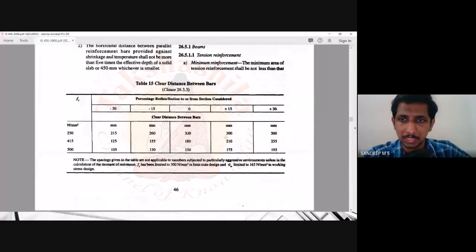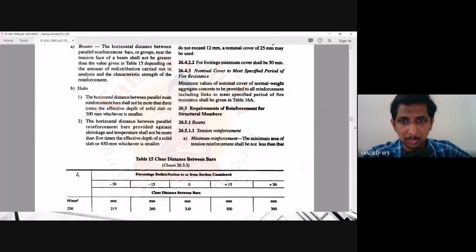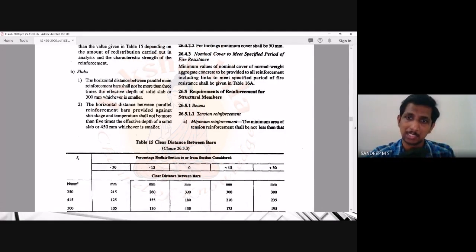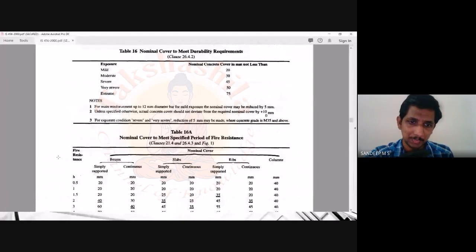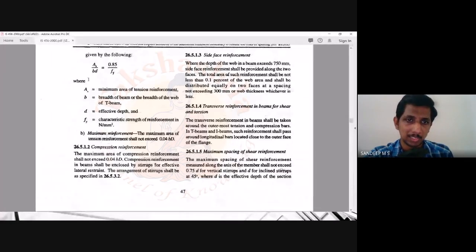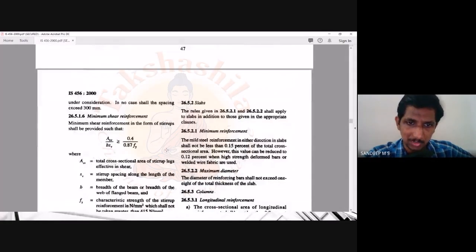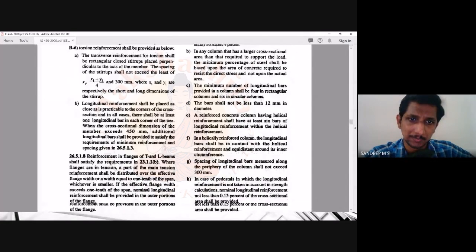So basically, if you remember, 26.5 was requirement of reinforcement for structural member. These things we have already seen in the case of beams. Regarding tension reinforcement, we have some minimum reinforcement suggested by the code based on this equation. Then we have some maximum reinforcement. Likewise, for compression, for every case, we have some suggestion from the code. And right now we are dealing with torsion, so we will move on to the corresponding code.